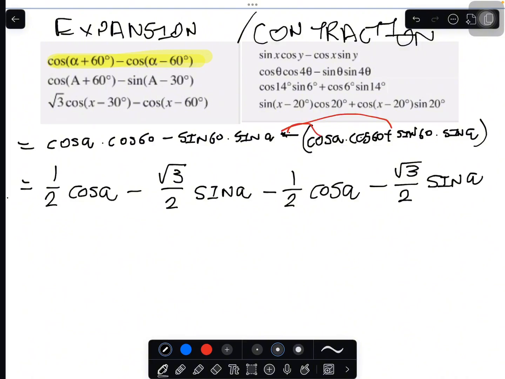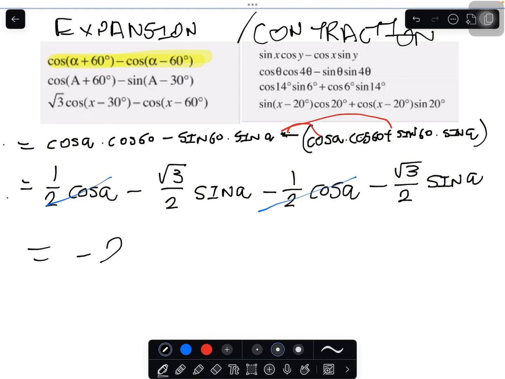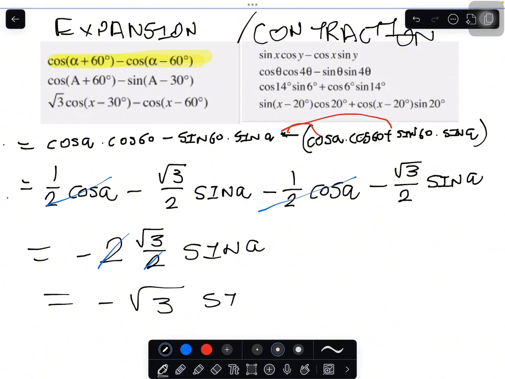So now if we look here for our equal sign, we'll see that this term right here cancels out with this term right here, and I'll just be left with negative 2 root 3 over 2 sine alpha, which will just be, these terms here will now cancel off, and I'm going to just have negative root 3 sine alpha, and that's our final answer.